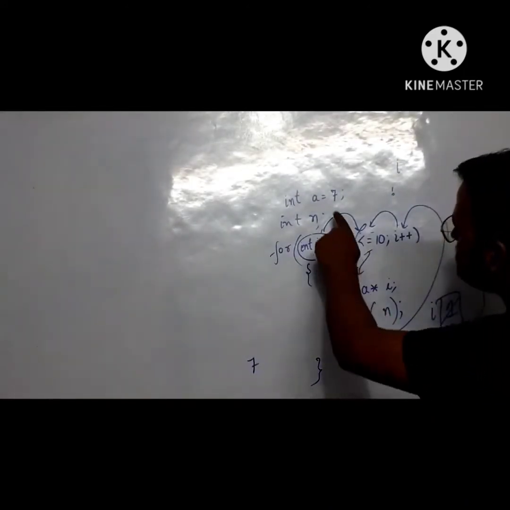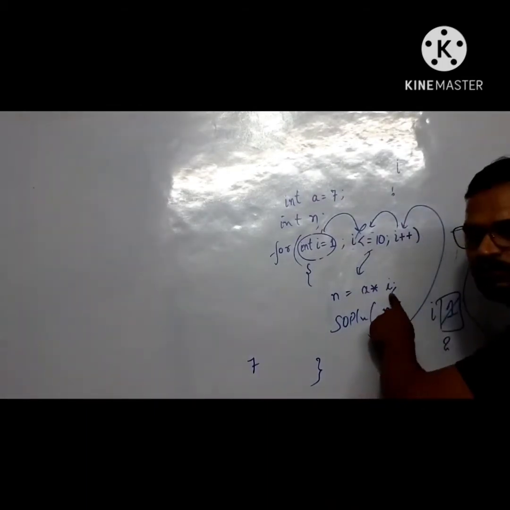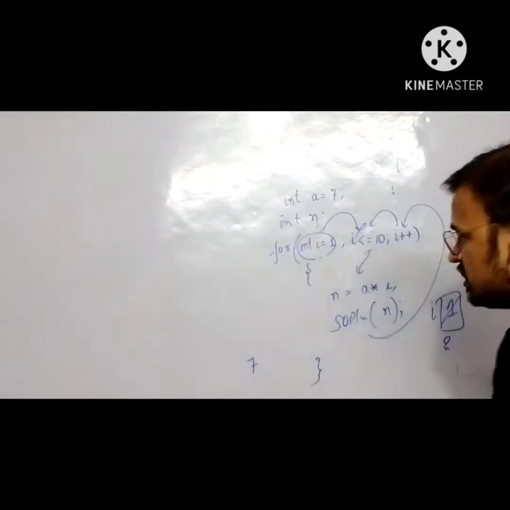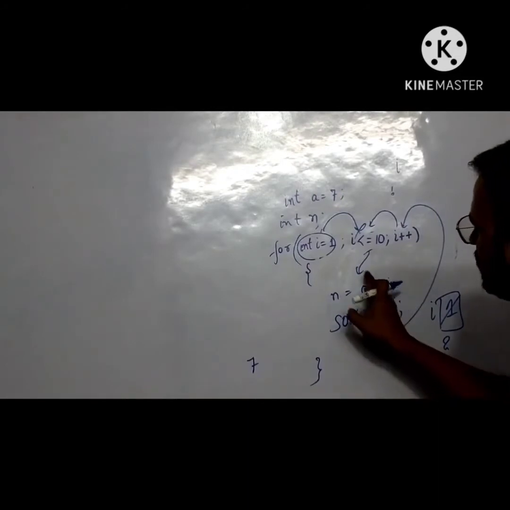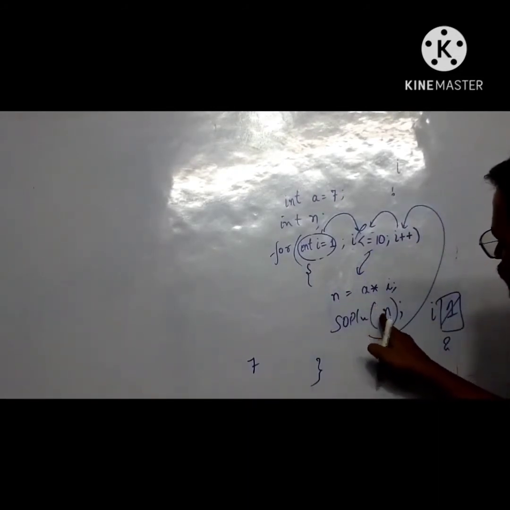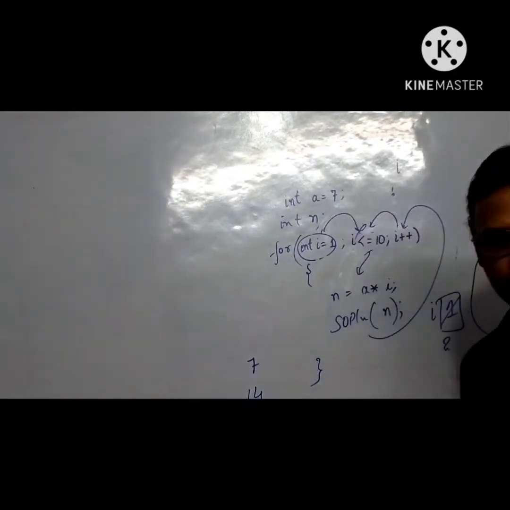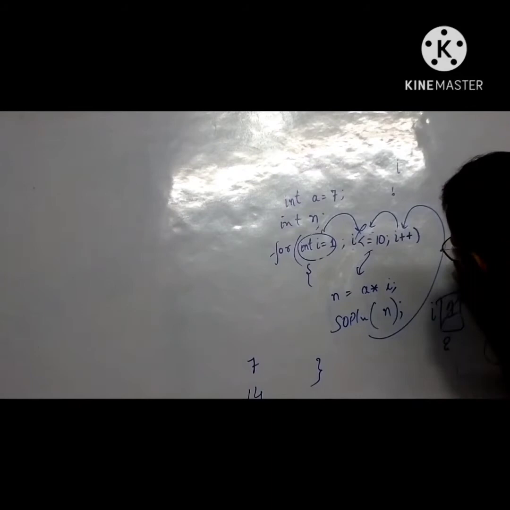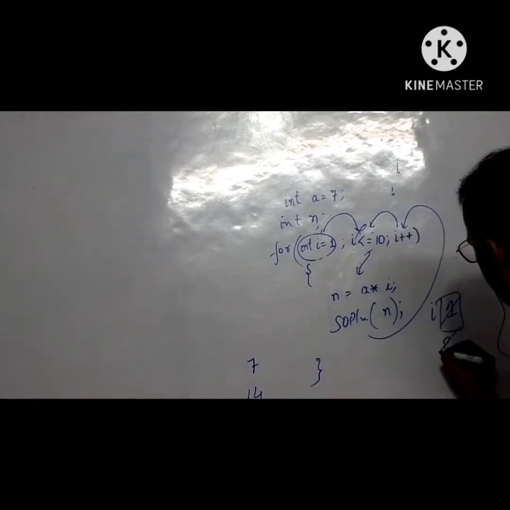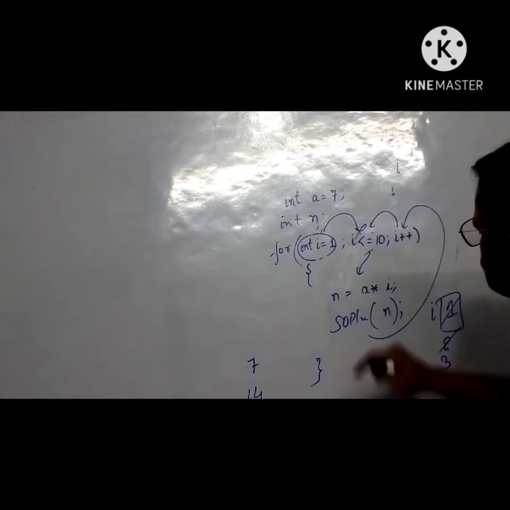So A is 7. Now 7 multiplied by what? 7 multiplied by 2 is 14, and in the value of n you will get 14, and that value should be printed. Then again the cursor goes in this direction, then again this direction. Again I becomes i++, so I becomes 3. Then 3 comes in this direction.